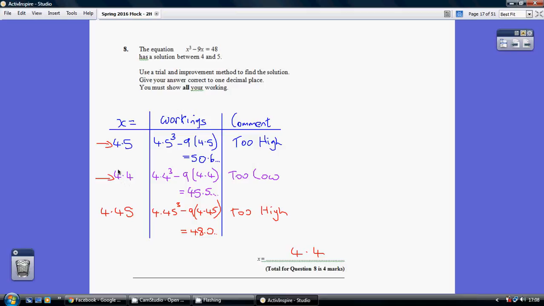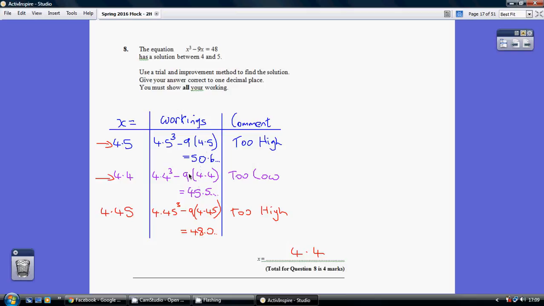Now I know that I'm going to give one of these answers as my final answer because the question says give your answer correct to 1 decimal place. I can't just say that it must be one or the other. I do have to actually prove which one of these two. Had one of these been very close to 48, I couldn't just work on the assumption that it must be that one, because the relationship between the two may not be linear. It may be a curve, in which case it's a bit misleading.